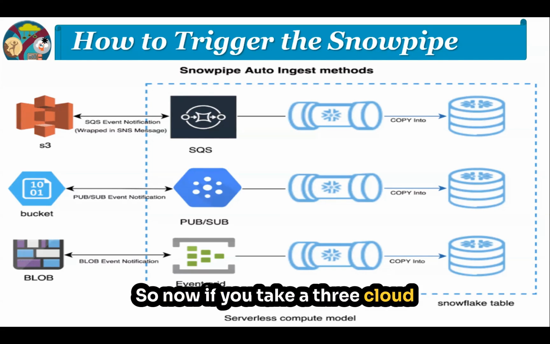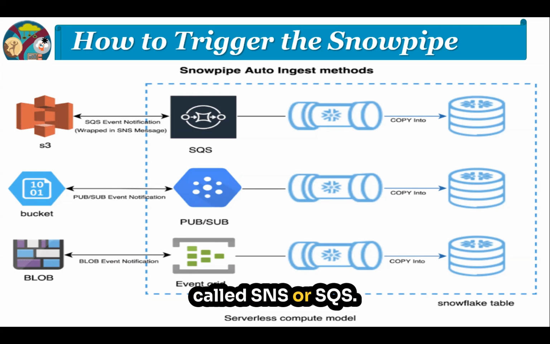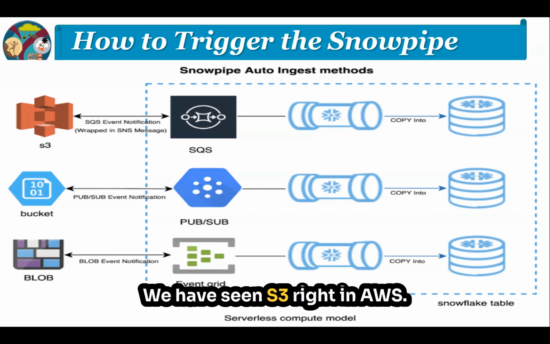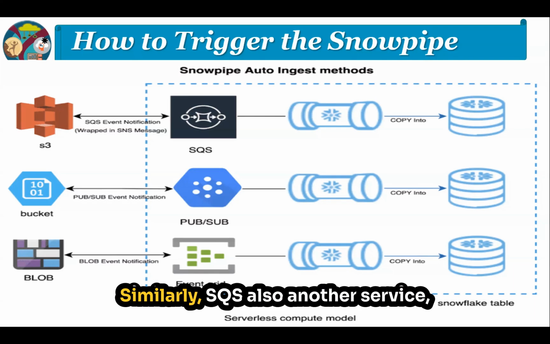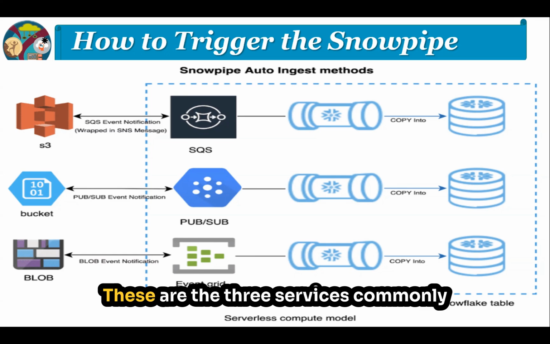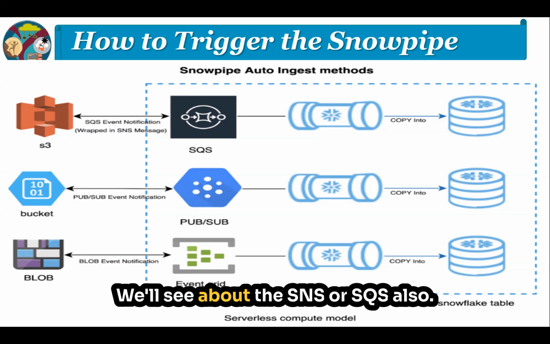Now if you take the three cloud platforms, S3 bucket, blob. In S3, we have services called SNS or SQS. SQS is the simple queuing service. SQS is another service. We have seen S3 in AWS. Similarly, SQS is also another service, and SNS is the simple notification service. These are the three services we commonly use in the Snowflake space. We have already discussed S3. We'll see SNS or SQS also in the next session.